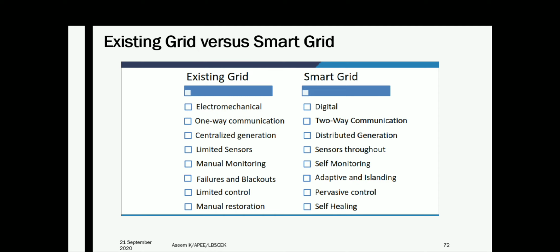That is, it itself identifies the problem and disconnects the part of the grid which is affected by the fault, which is known as islanding. So the entire blackout is not there in the smart grid. Limited control is possible in the existing grid, but pervasive control options are available in the smart grid. Then existing grid has manual restoration. Smart grid has the capability of self-healing. They can correct themselves without any manual intervention and restore the power. So that is the difference between an existing grid and a smart grid.